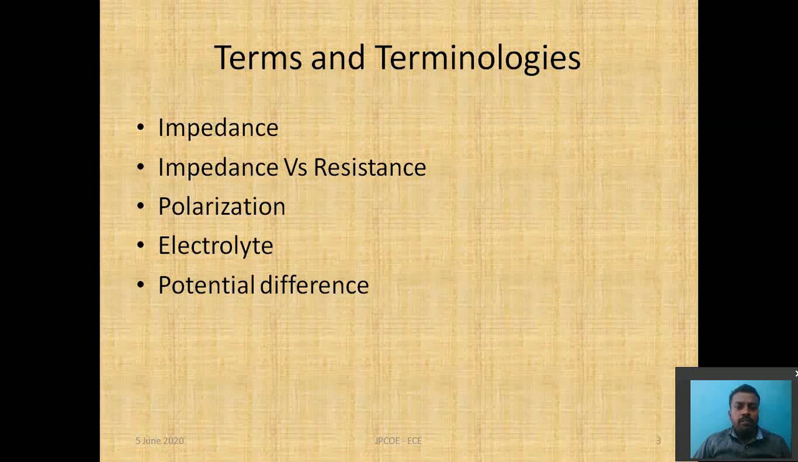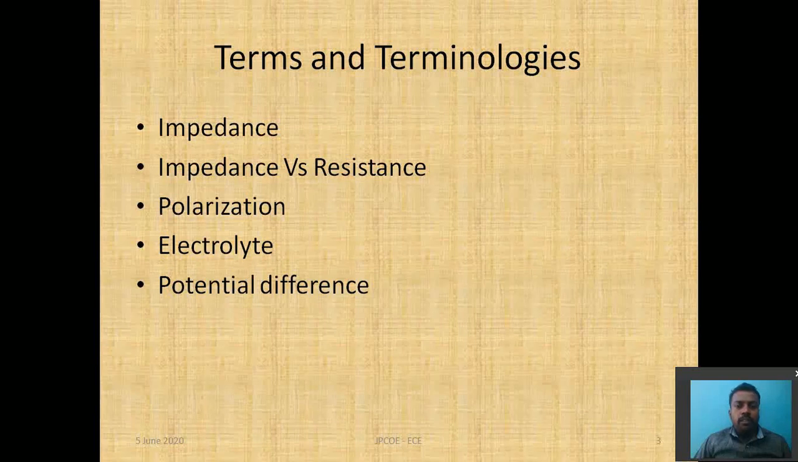Then polarization. Polarization depends on the action potential. In biological potential measurement, when it is polarized we will get the action potential. Then electrolyte. Already you have studied. Electrolyte is a solution or gel containing more ions, used with the electrodes to form a good conduction.